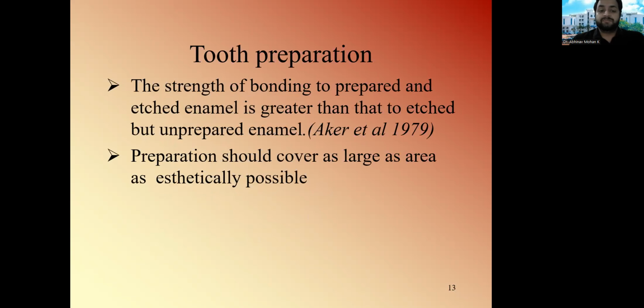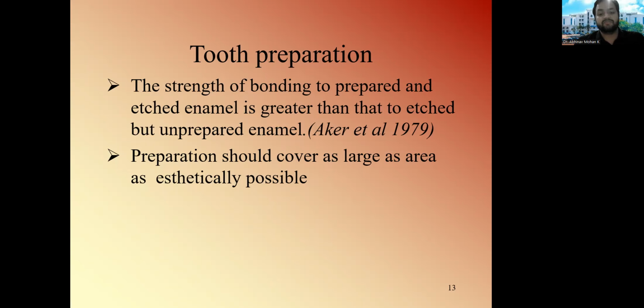So moving on to the tooth preparation, the strength of bonding to prepared and etched enamel is found to be greater than that of etched enamel which is unprepared in nature. That is, you prepare a tooth, expose the enamel surface, etch it and bond. You have a greater strength of bonding than an unetched or untouched enamel of the tooth.